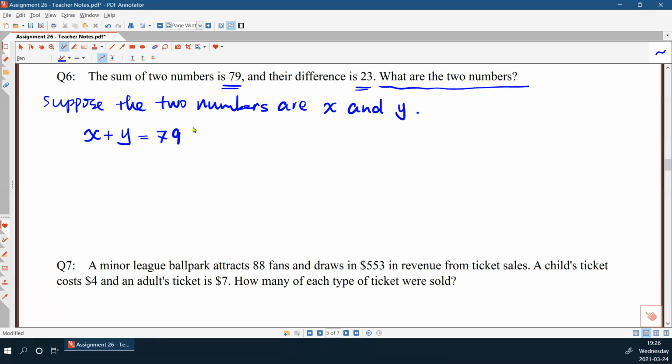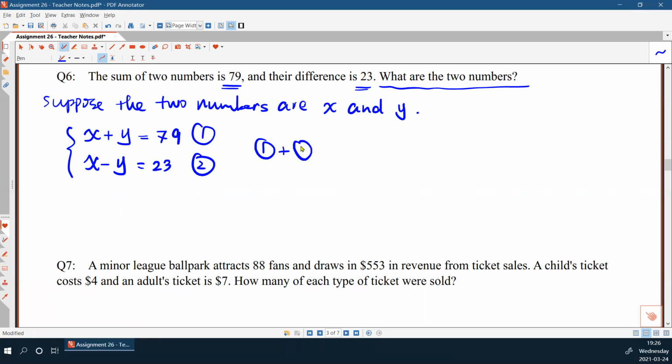So how about the second information? Second piece of information is their difference is 23. So that means x minus y is 23. Or you can say y minus x is 23. It does not matter because we don't know which one is larger, right? So let's suppose x is the larger one. Okay, so this is a system of linear equations, right? Two variables, two equations, we should be able to solve x and y, right? So let's say this is 1, this is 2.